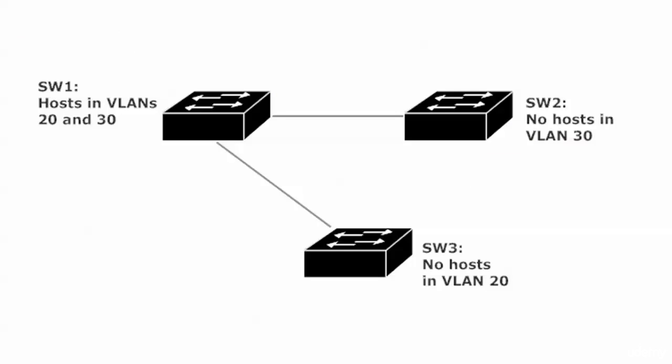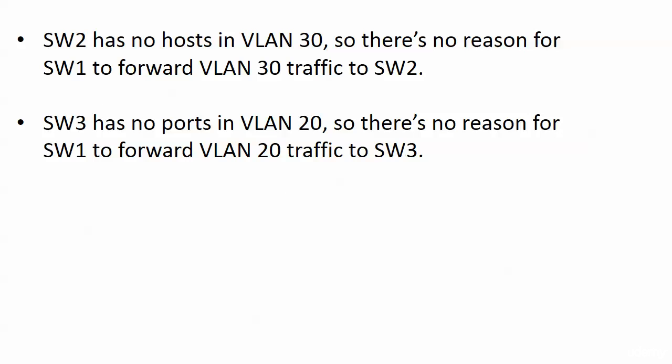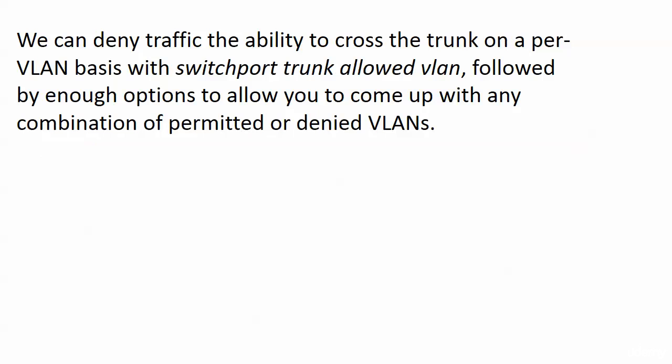Switch 1 has hosts in VLANs 20 and 30, so we know that both trunk ports that we see here, the connections to switch 2 and 3, are going to be members of those VLANs, and they're going to forward traffic out for those VLANs. The thing is, switch 2 has no hosts in VLAN 30, and switch 3 has no hosts in VLAN 20. So there's no reason for switch 1 to forward VLAN 30 traffic over to switch 2. There's also no reason for switch 1 to forward VLAN 20 traffic over to switch 3. But by default, that's exactly what's going to happen.